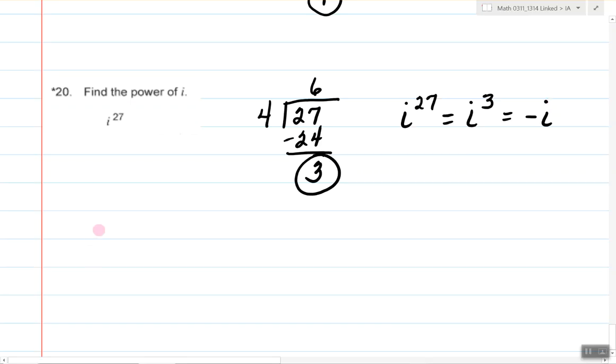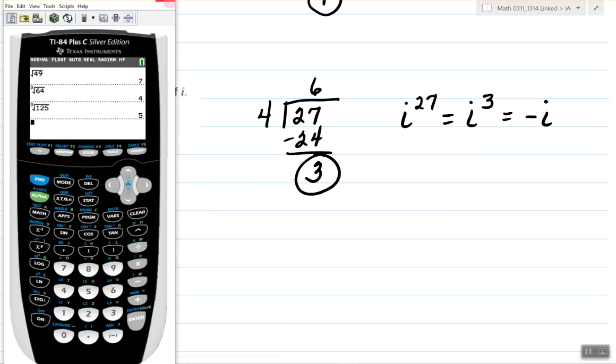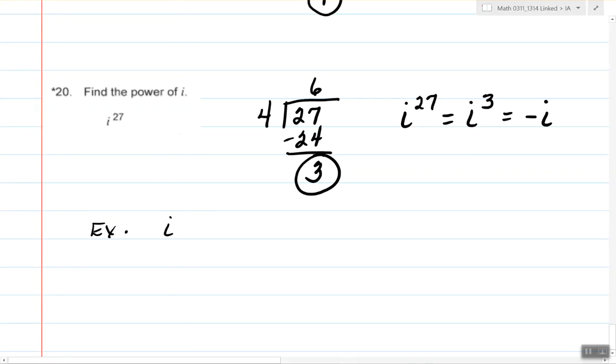So let's suppose, it's not one of your problems, that we had i to the 127th power. Well, I'm going to change that. How about i to the 75th power? I don't want to count through that, 1, 2, 3, 4, and keep wrapping around to see where I would land with 75. I want to take 4 and divide it into 75.